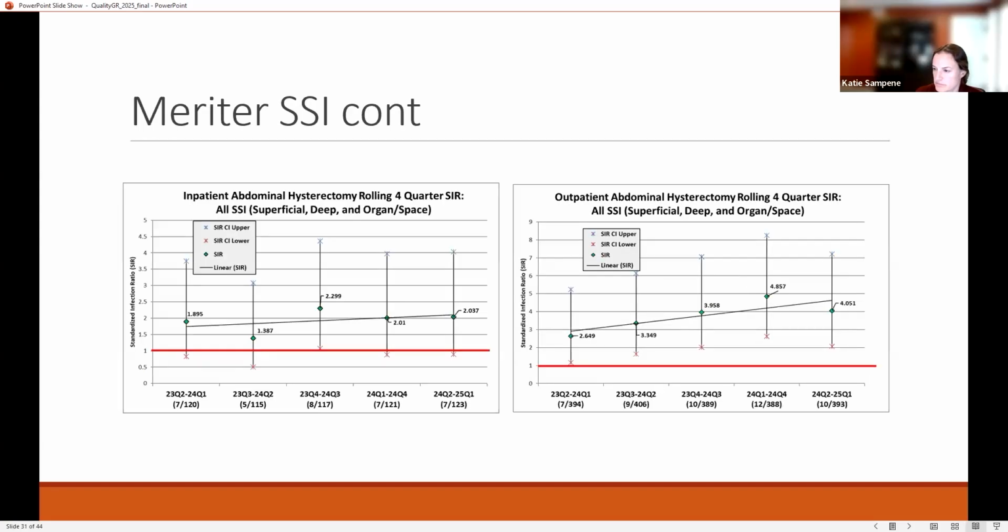So this is inpatient abdominal hysterectomy and outpatient abdominal hysterectomy comparison side by side. This is a continuous look at how we're doing. This includes superficial data as well. So it's not just the deep and organ space, it's superficial infections as well. Our trend has been slowly creeping up over the last couple of years into the first quarter of this year. And so we have been looking at this pretty regularly.